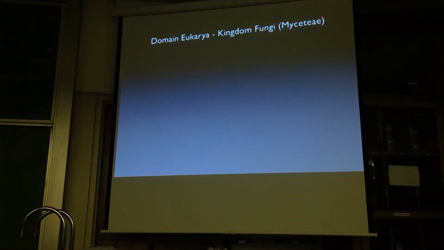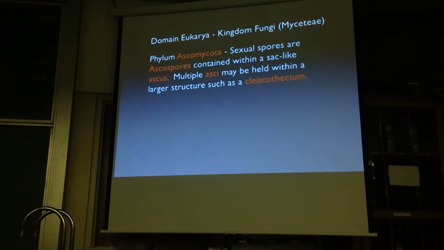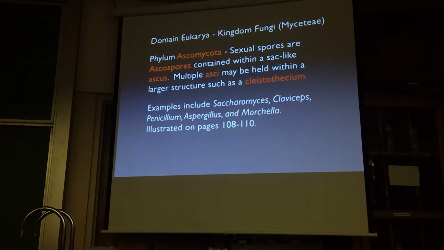Moving on to the next phylum, domain Eukarya, kingdom fungi. The next phylum is Ascomycota. Every time you have a phylum name that ends with mycota, the asco part, the zygo part, the oo part, that tells you what kind of sexual spores these guys make. So Ascomycota makes sexual spores called ascospores. They're held within a sac called an ascus. Sometimes the asci may be contained within a cleistothecium. You don't have to recognize that on a lab exam.